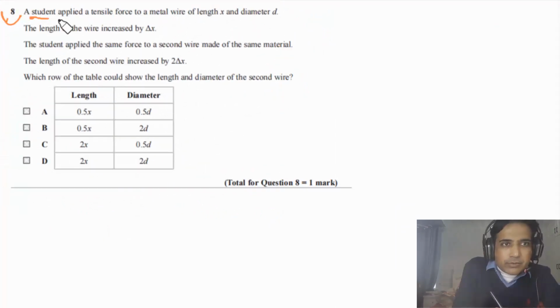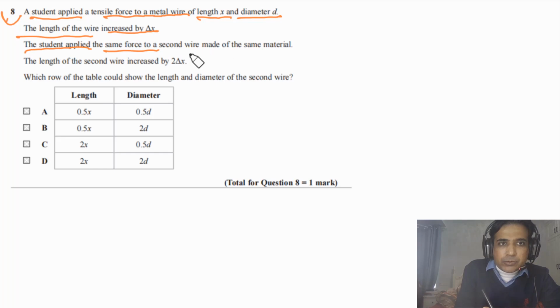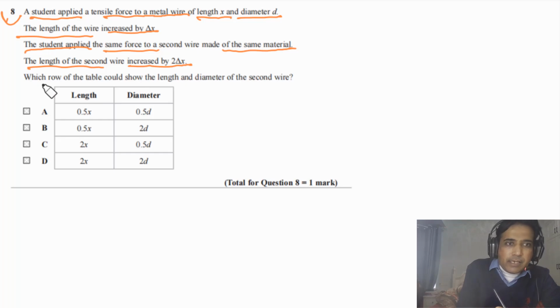Question 8 says a student applied a tensile force to a metal wire of length x and diameter d. The length of the wire increased by delta x. The student applied the same force to a second wire made of the same material. The length of the second wire increased by 2 delta x. Which row of the table could show the length and diameter of the second wire?